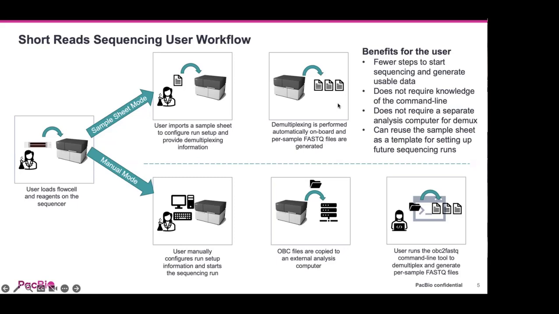In low throughput situations, this is probably okay. But if you're in a higher throughput situation where you need to maximize the amount of sequencing you're doing on the instrument, then it's probably beneficial to just get the raw base calls off the instrument, run the demultiplexing and FASTQ generation on another computer, and in parallel, start your next run immediately on that sequencer. So just two different options, two different ways for people to run the Onso.